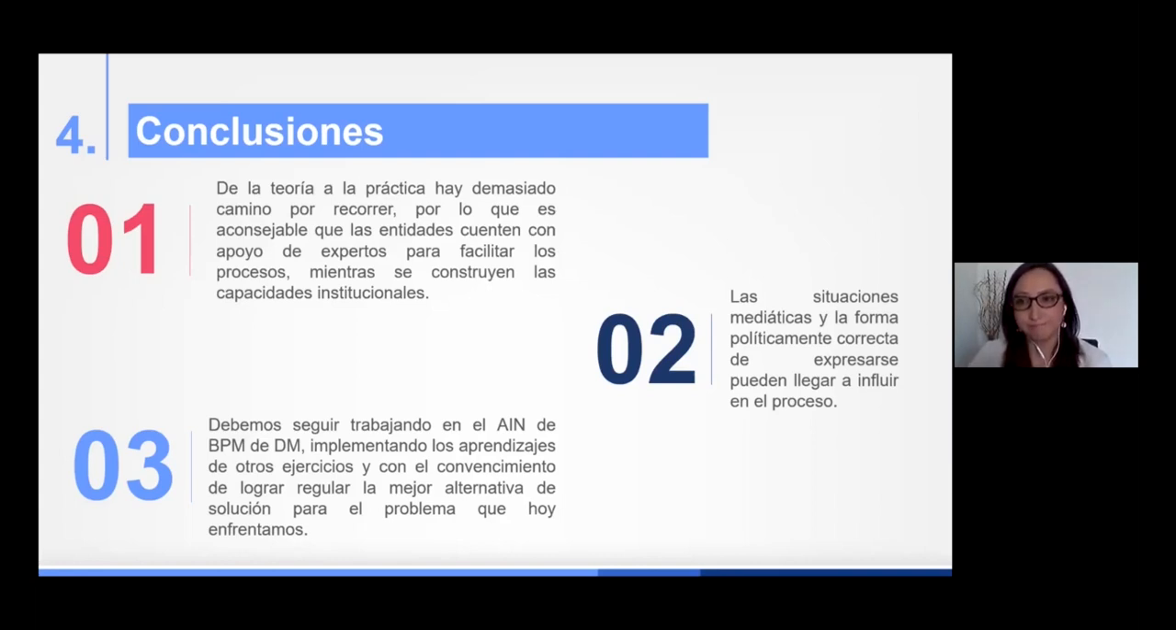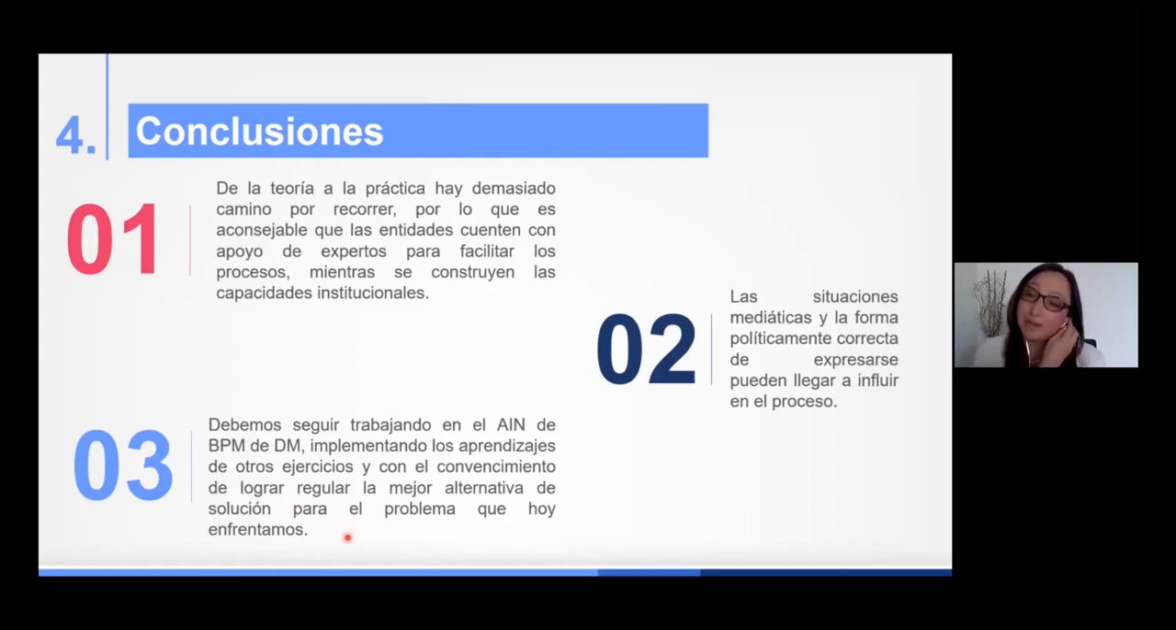The second learning or conclusion that seems very interesting to me is that the situation and the politically correct way of expressing yourself can influence the process. So when we have the review of the Vice Ministry, as technicians we can say something in a more technical or punctual way, and after the review we decided to use a more common way, but sometimes it's not the adequate way of saying so. So I believe it's important to have in mind the proper way of expressing this kind of problems, specifically when these are problems that affect so many stakeholders.